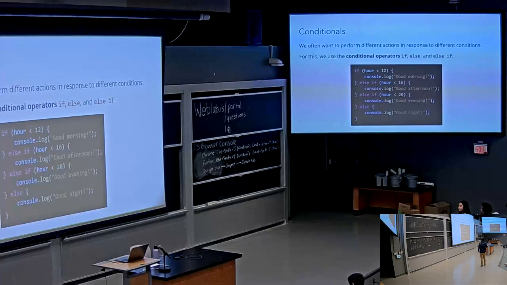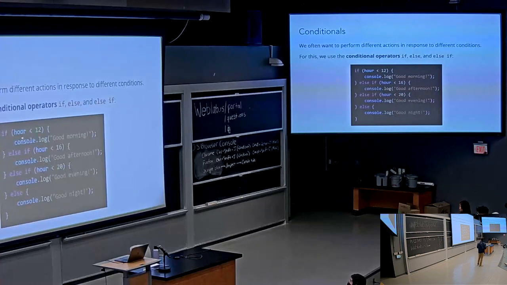Next, we have conditionals. So we often want to perform different actions depending on what conditions we have. So for this, we use conditional operators. We have if, else, and else if. So else if is analogous to elif in Python. So we could do this in JavaScript by using if, and then with parentheses our condition, and then curly braces denote whatever you want to run whenever you're inside of that condition.